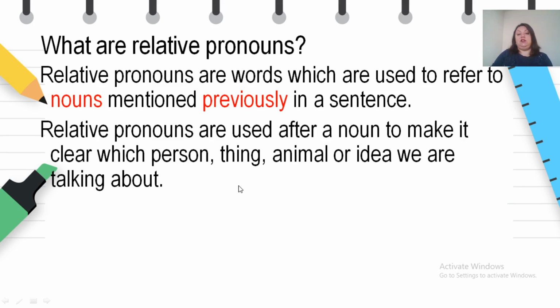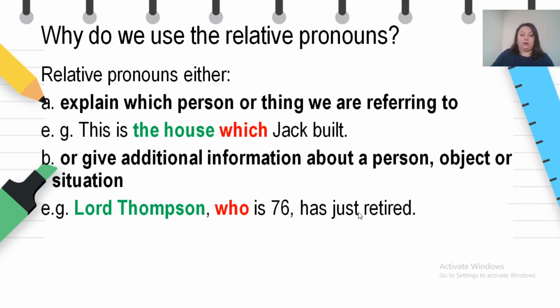Relative pronouns are used after a noun to make it clear which person, thing, animal, or idea we are talking about. So, what do relative pronouns do?